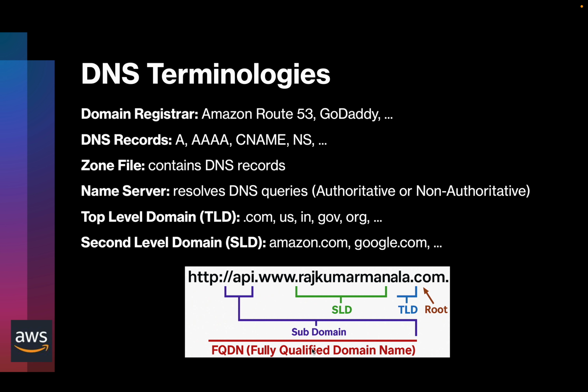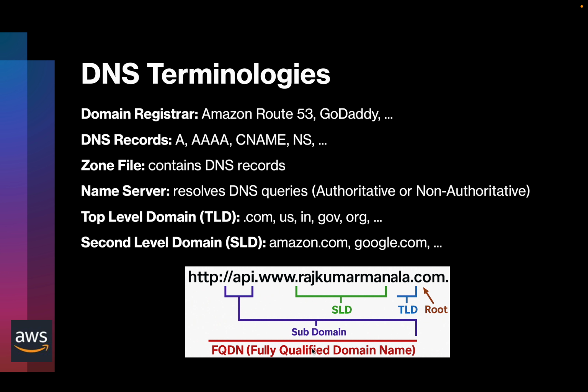Now if you take a look at the DNS terminologies, there is the domain name registrar, which is Amazon Route 53, GoDaddy, or several others like Netlify and Vercel. We can buy our domain name from these websites. And also we have four different kinds of DNS records. One is A, another is AAAA, another is CNAME, and NS.